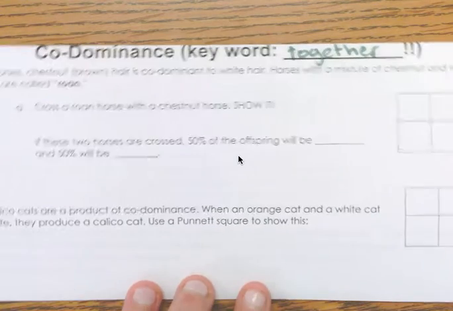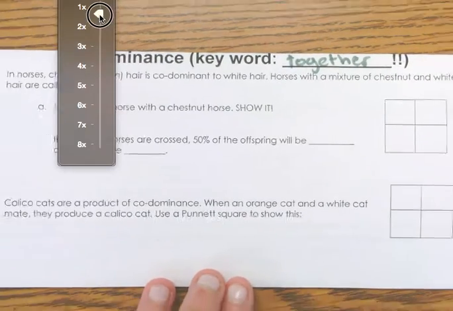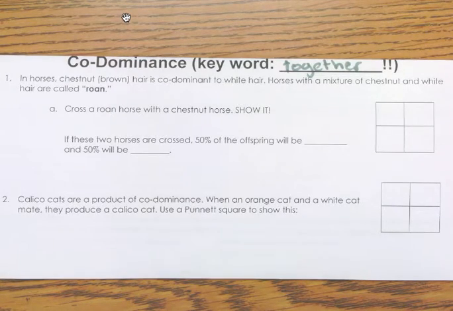All right, let's zoom out just a little bit so you can see everything. There we go. So some common examples that you're going to see in my class involve this particular trait of fur color in livestock like cows or horses. So in horses, chestnut or brown hair is codominant to white hair. So horses with a mixture of chestnut and white hair are called roan. If you were to look at a roan horse up close, you would see some of their hair is brown, some of it is white.